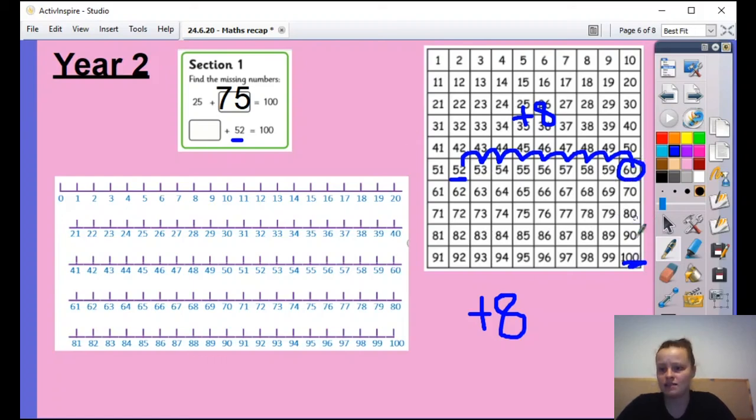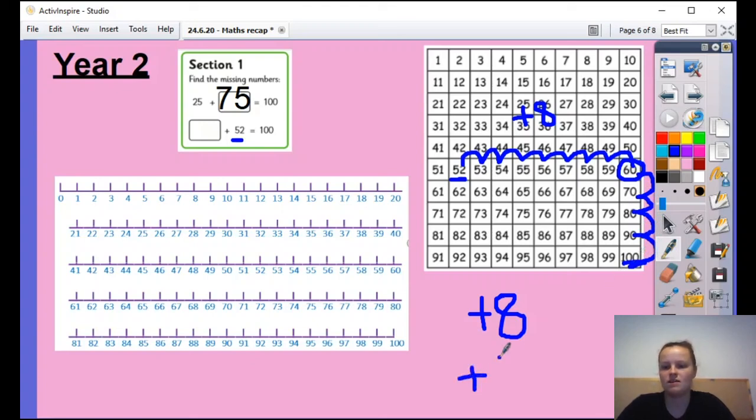What did we do on the last question to get to 100 really quickly? We added 10. So let's have a look at 60. How many 10s would I need to add to 60 to get to 100? Hopefully you've said 40. So let's count together. So, no, not 40. 4 10s, which is 40. So 10, 20, 30, 40.